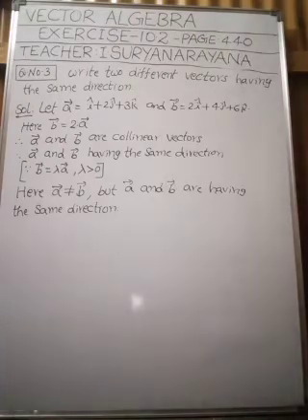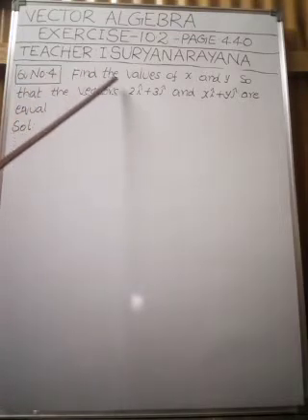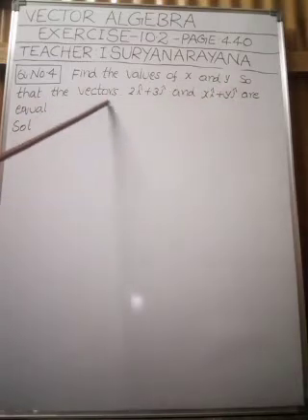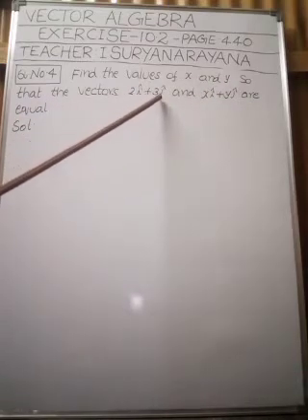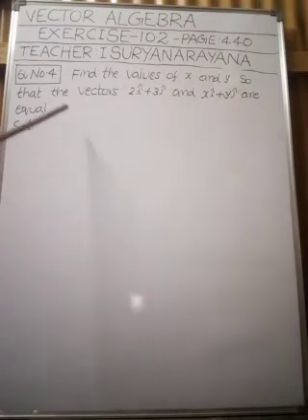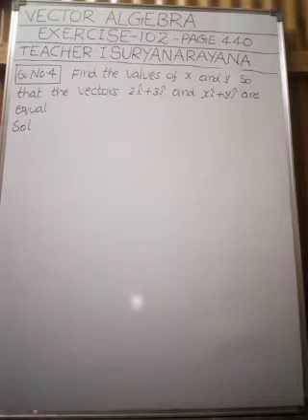Okay, my children, understood this point? Right. Now come to question number 4, the fourth question in the textbook. Find the values of x and y so that the vectors 2i cap plus 3j cap and xi cap plus yj cap are equal. Understood this question, my dear children? Yes. Here we have to find the values of x and y if these two vectors are equal.